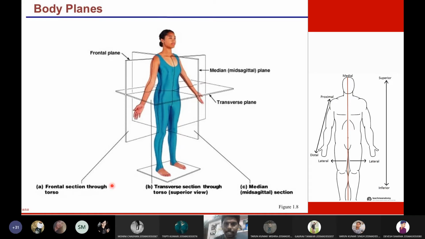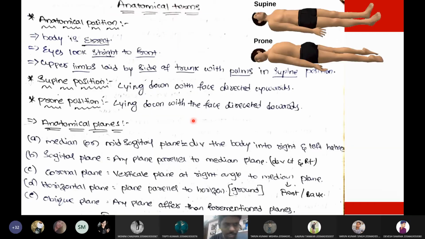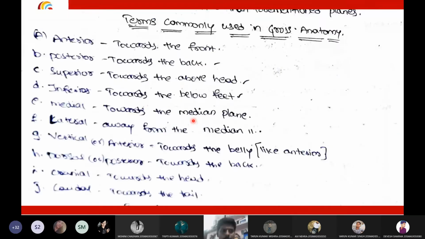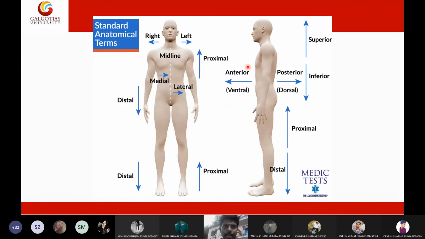Then what planes do we have here? I discussed frontal, medial, transverse. Then we have the mid-sagittal plane. So what is this mid-sagittal plane? For this I need to show you the other one. Yeah, I got it here.